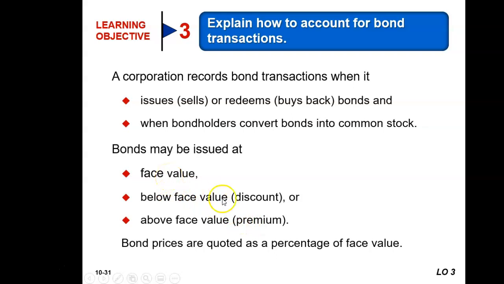If they're issued at a discount, they're issued at an amount below their face value. If they're issued at a premium, they're issued at an amount above their face value. Bond prices are quoted as a percentage of their face value.